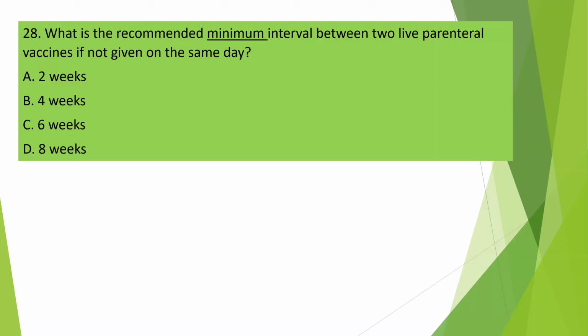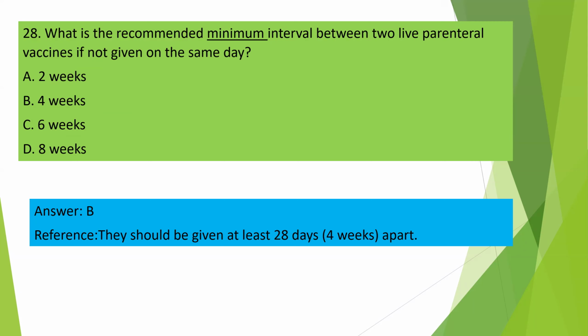What is the recommended minimum interval between two live parenteral vaccines if not given on the same day? 4 weeks. For the same antigen it is 4 weeks for killed vaccines, but with killed vaccine you can give a margin of 4 days, you can give it before 4 days. But for live attenuated vaccine, the minimum has to be 4 weeks. Read the answer: they should be given at least 4 weeks apart.